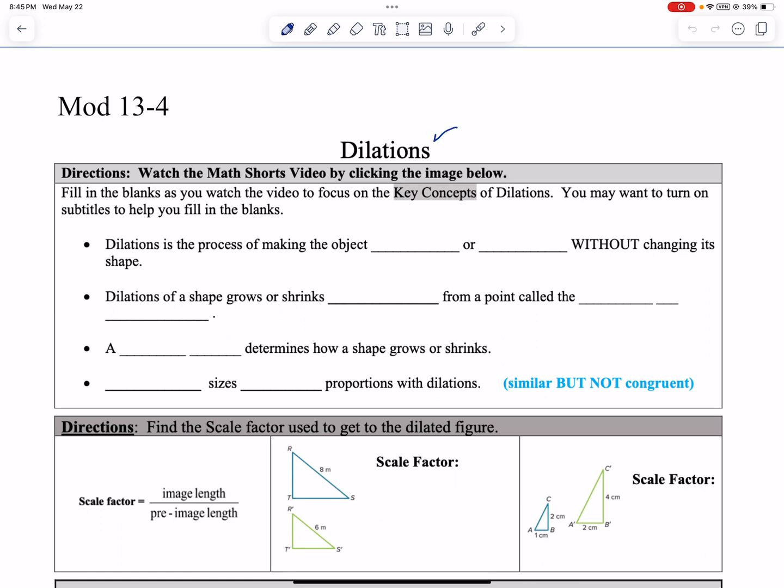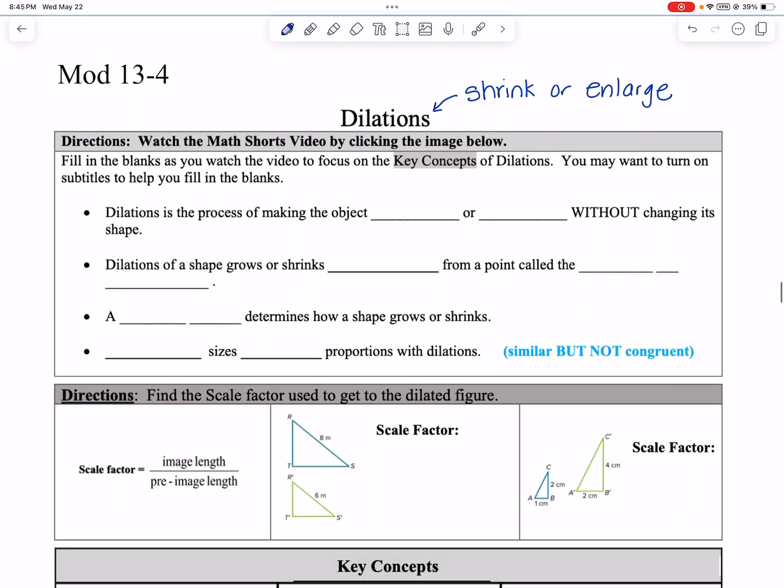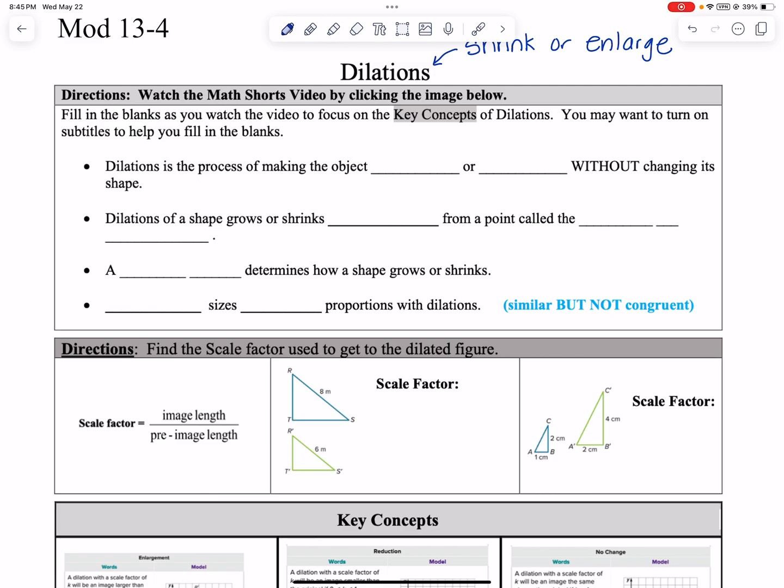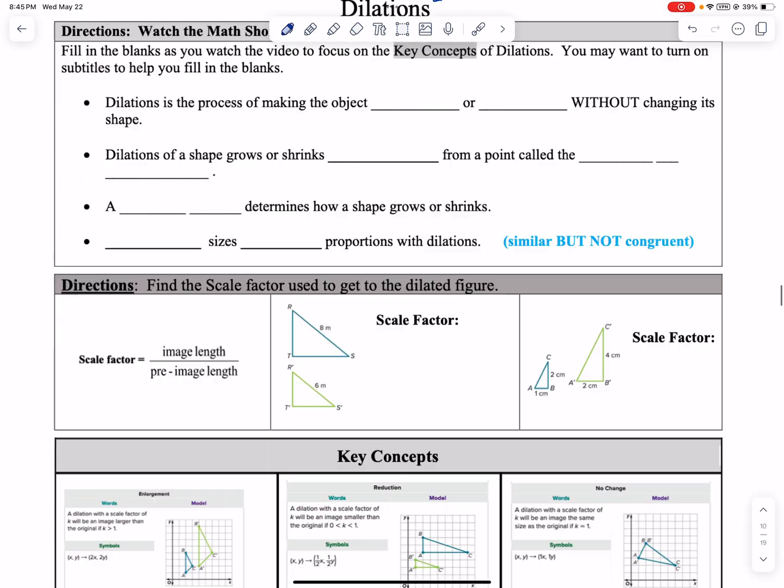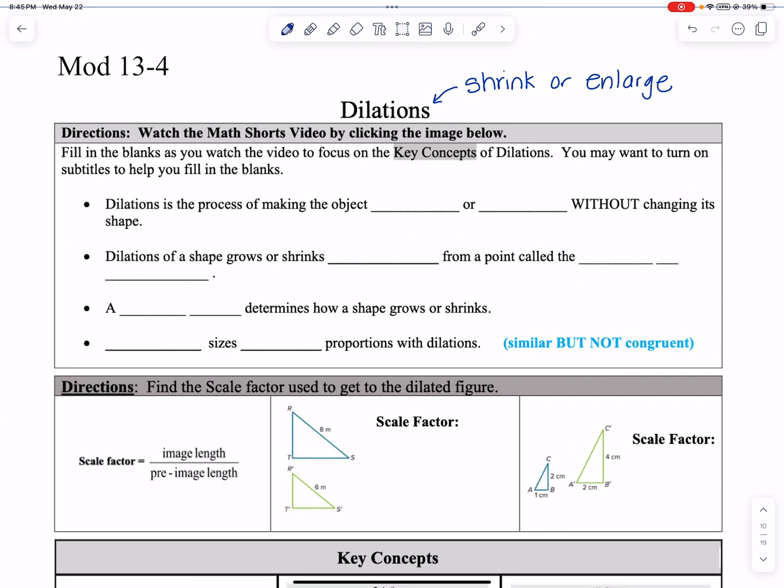So let's make that note right here. Dilations shrink the shape or enlarge. N meaning making large. All right, so let's go ahead and take a look at our Math Shorts video by clicking the image below, and we'll fill in these blanks.